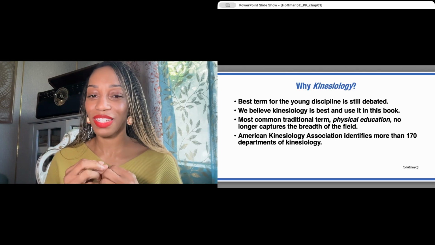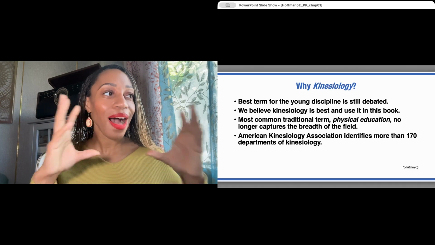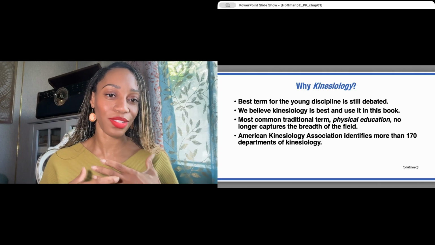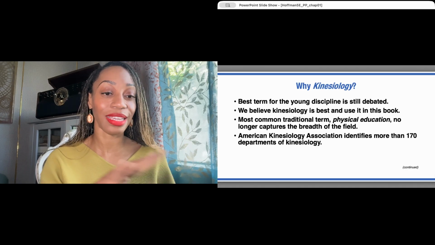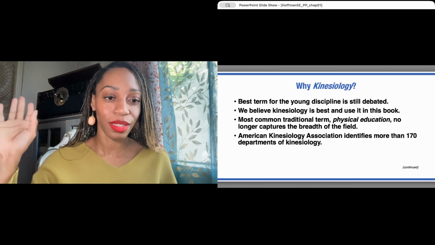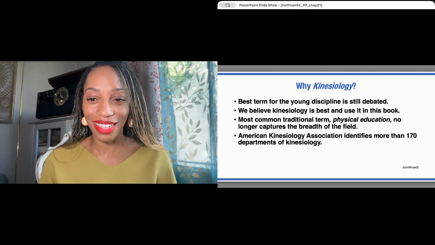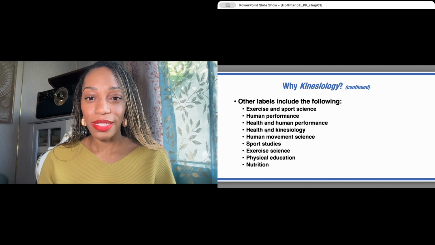But it's not just physical education. PE does not capture the wide breadth and depth of this field. It's one aspect, and physical education is relegated to just teaching, and kin encompasses dozens and dozens of careers that are related to movement science. So it's inadequate. And there are so many different areas.